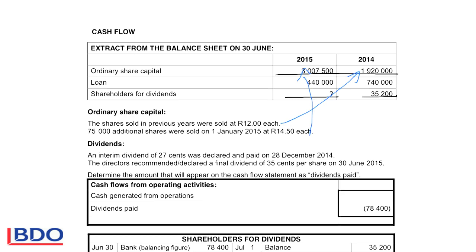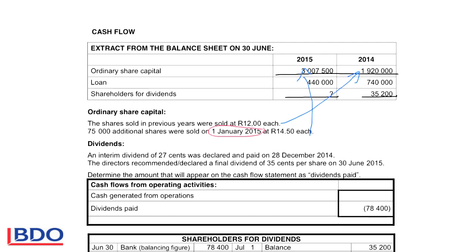It's very important to look at the dates to determine whether the new shares were sold before or after the interim dividend. If the new shares were sold before the interim dividend was declared, they will be entitled to dividend. If the new shares are sold after the dividend was declared, the new shareholders will not be entitled to dividend. So these two dates are very, very important.